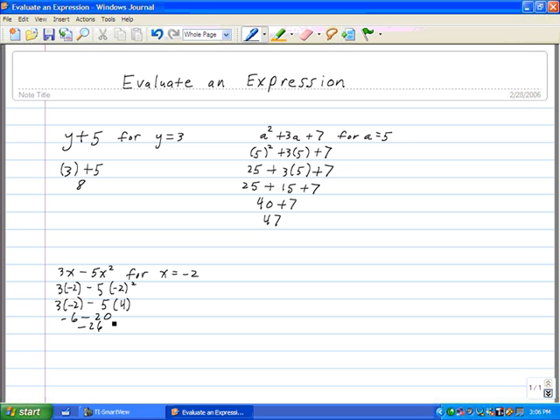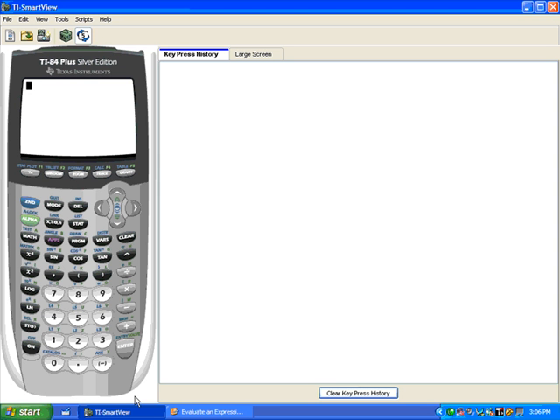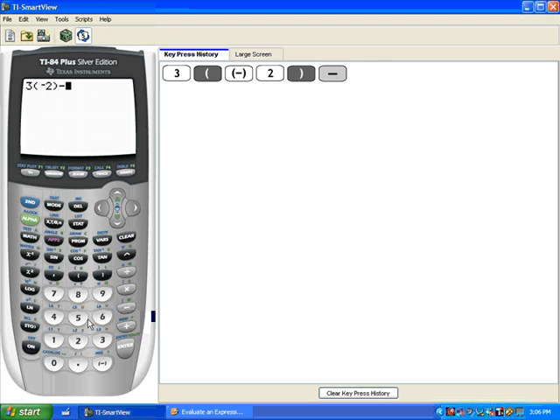And again, the calculator could have done this for us in the correct order. We could put in the 3, and then in parentheses we put the negative 2, just like it was written on the paper. Then the subtract, and then the 5, parentheses again, negative 2 in the parentheses, that part was squared, and we hit enter, and again the calculator agrees with our answer.